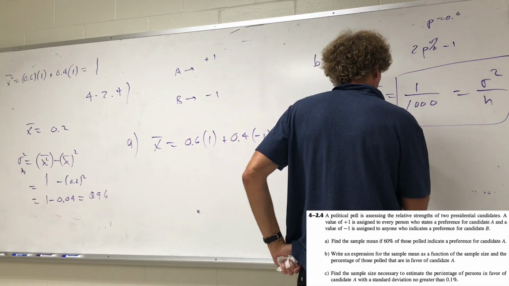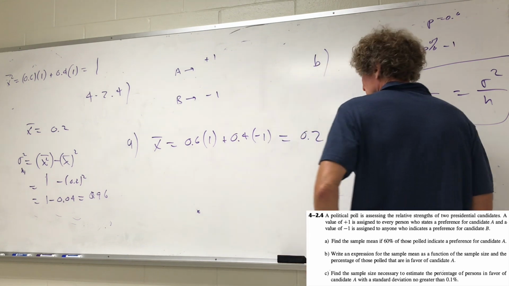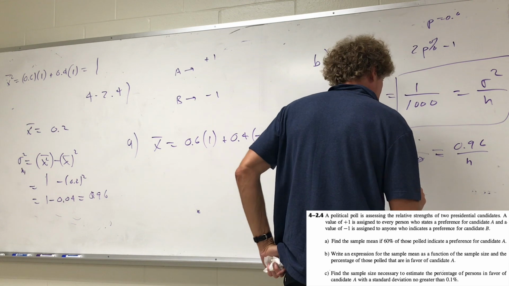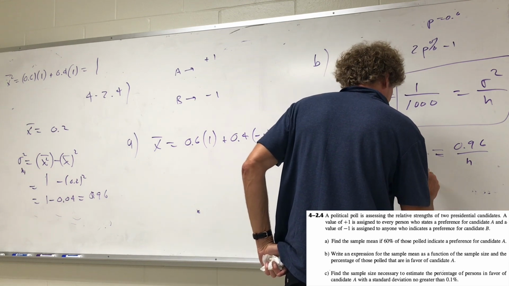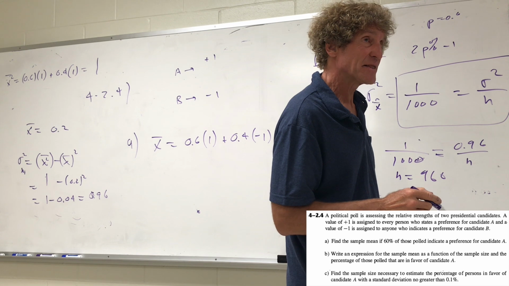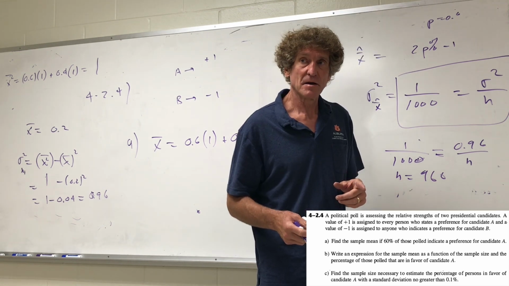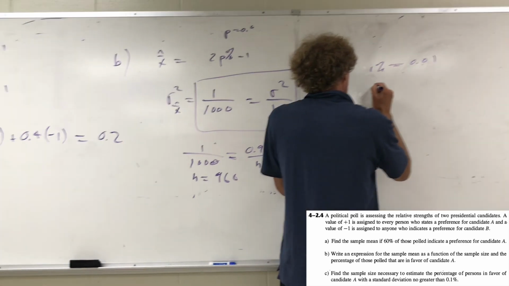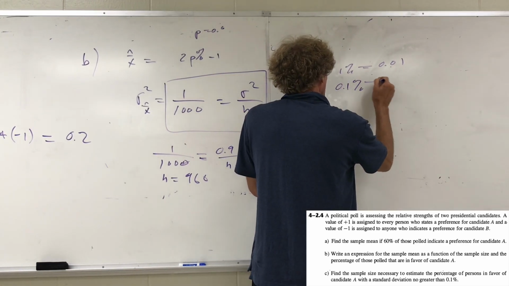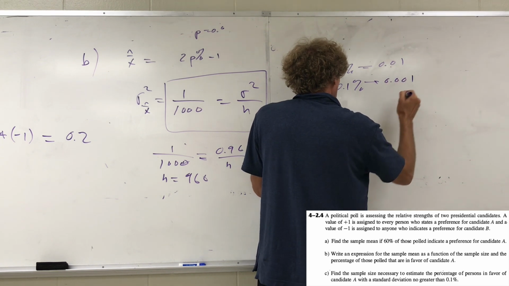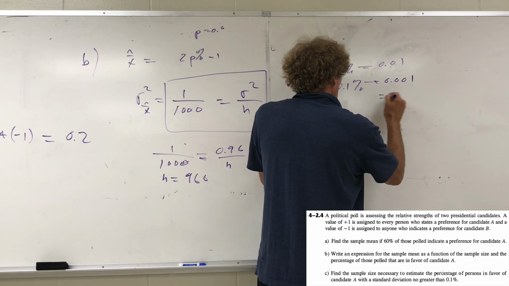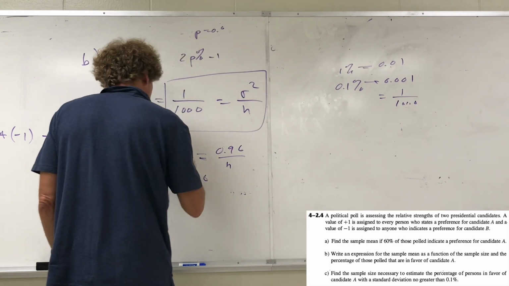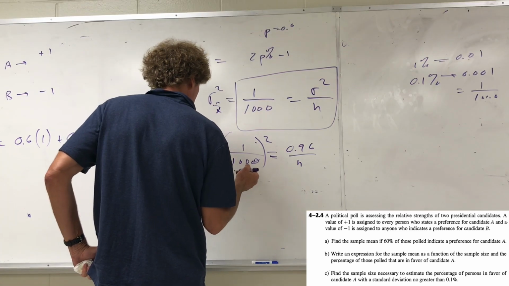So over here, let's see if we get this right. We got 1 over 1,000 equal to 0.96 over n. So n equals 960 roughly? 10 to the 6. 0.1%. I said 0.1%. 1% would be equal to 0.01. Yeah, 0.1% would be equal to 0.001, right? That's 1 over 1,000. Squaring it, that's the problem. This should be squared. That's the answer, yes.